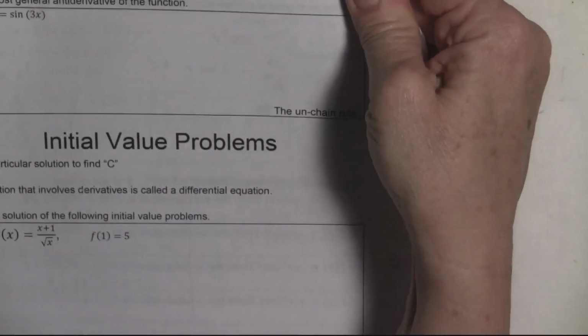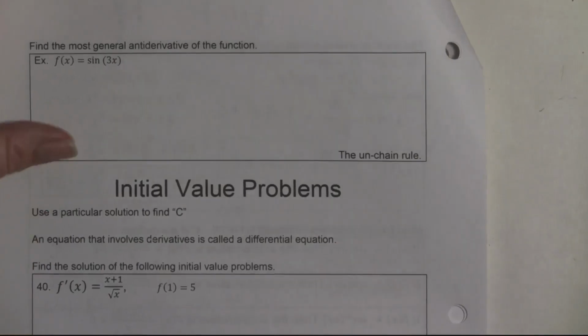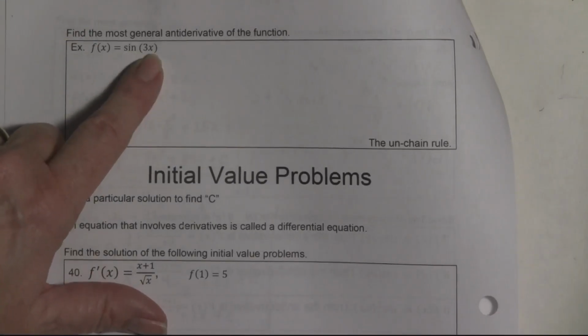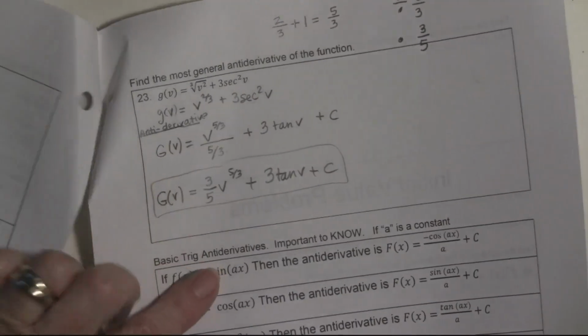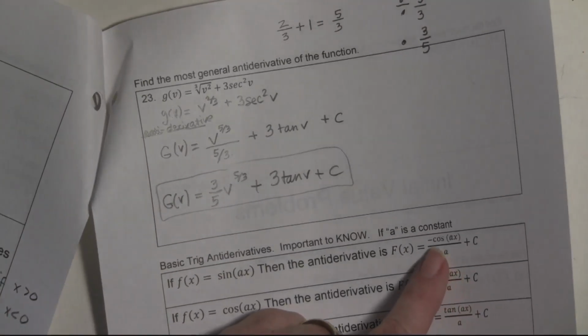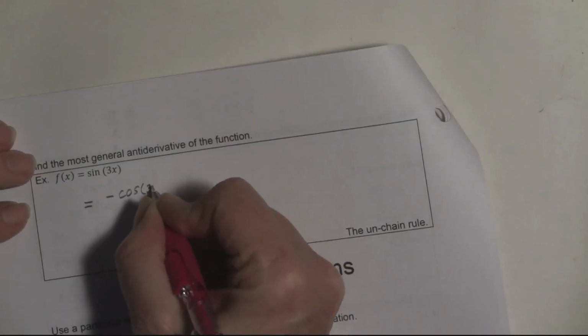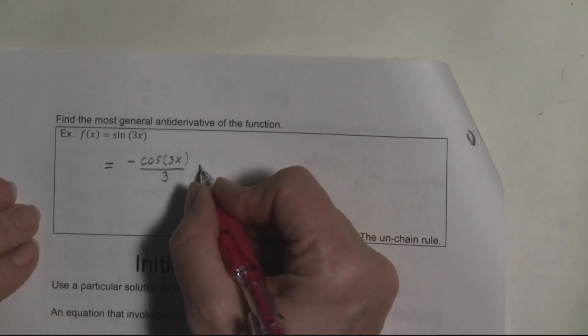Okay. So this one right here is asking us to find the most general antiderivative of the function. And all we would have to do if we have it memorized is find the antiderivative of sine of 3x in this case. So I'm over here looking. Okay, here's my sine of ax. The antiderivative is negative cosine. So I'm going to find the antiderivative, negative cosine of 3x, that same angle, divided by a, which was 3 in this case, plus the constant c.